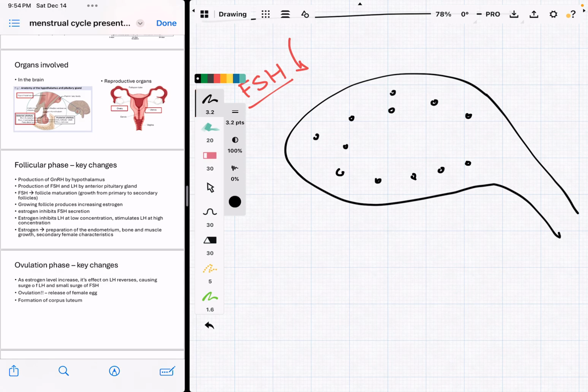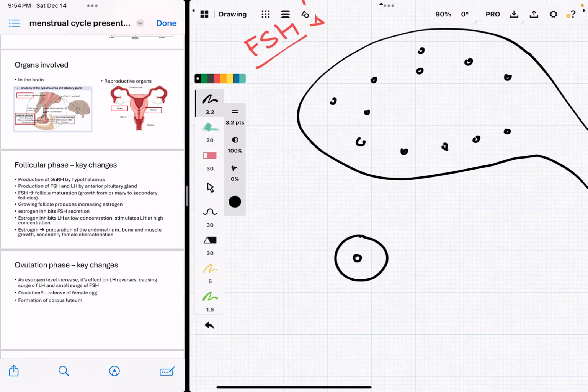Okay, now I'm going to draw a simple diagram of how a follicle looks. So here is a follicle.